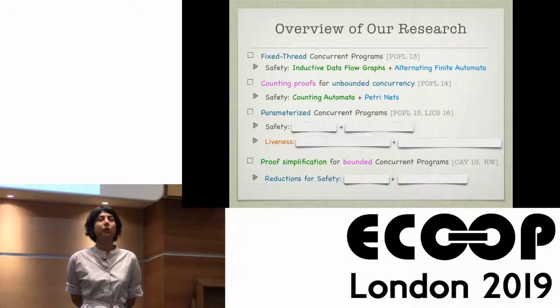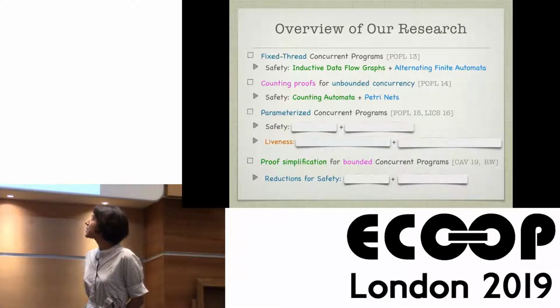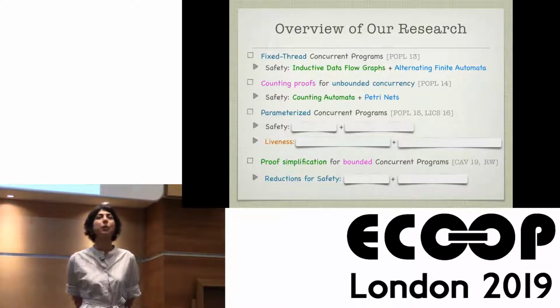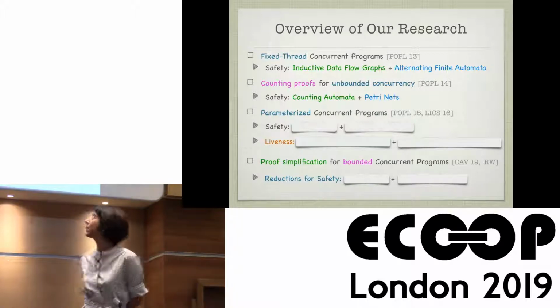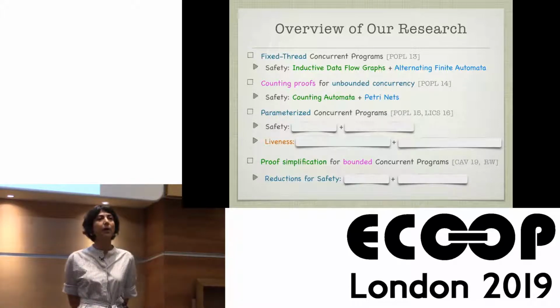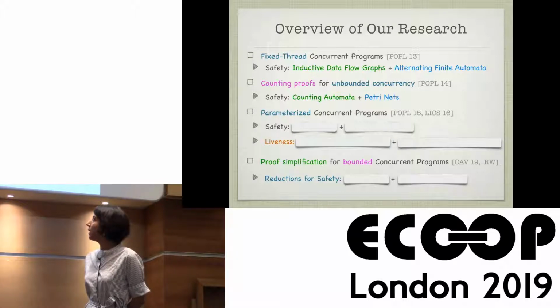This has been applied to sequential programs, to programs with procedures. We started looking at concurrent programs, and we applied it to concurrent programs by taking the proof generalization to be through the concept of inductive data flow graphs and the proof checking through alternating finite automata. Then we did proofs of unbounded concurrent programs by basically inferring automatically counter auxiliary variables. Today, I want to talk about the last 3 items in some sense.